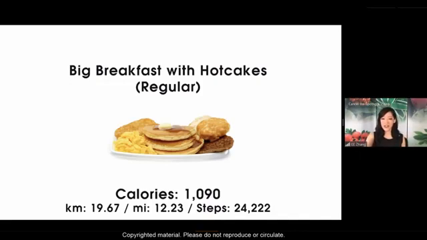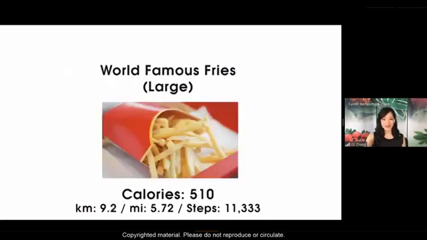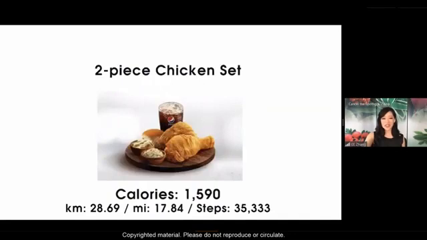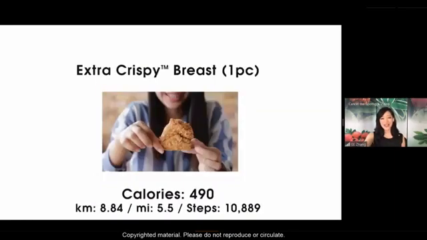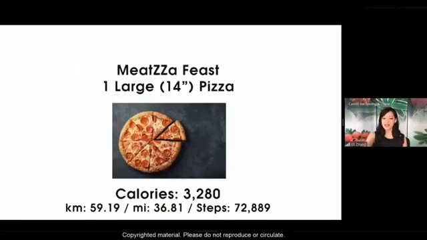A big breakfast with regular hotcakes. The calories is 1,090. All right, that's about half of how much you should be eating a day. Fries, 510. If you wanted to burn this off, you'd have to walk more than 10,000 steps. All right, so it's much easier to not eat it than to eat it and then try to burn it off. All right, two-piece chicken set, 1,500 calories. Extra crispy breast, 490 calories. An entire pizza. This is more calories than you need in an entire day.